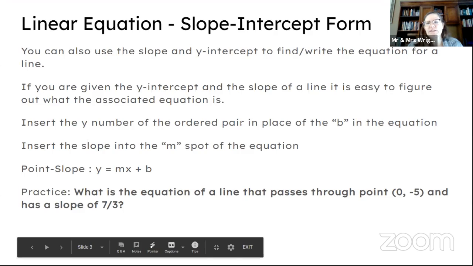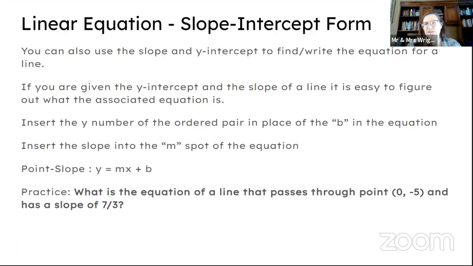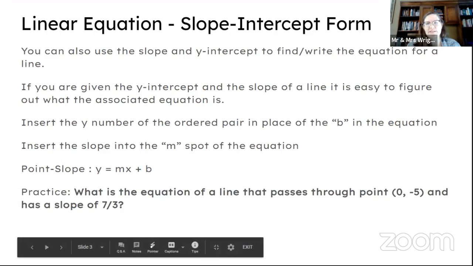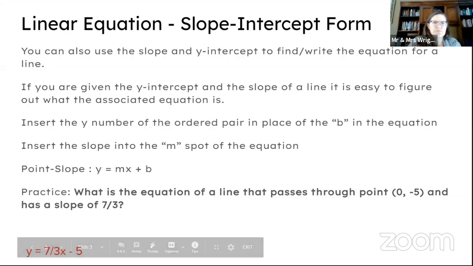Well, here we can easily see that this is the y-intercept because it has an x value of 0. Any point on a line that has an x value of 0 is a y-intercept. That means it's going to be on the y-axis. So it means our b is -5, right? And it tells us that our slope is 7/3. So all we have to do is just plug this in and get our equation.